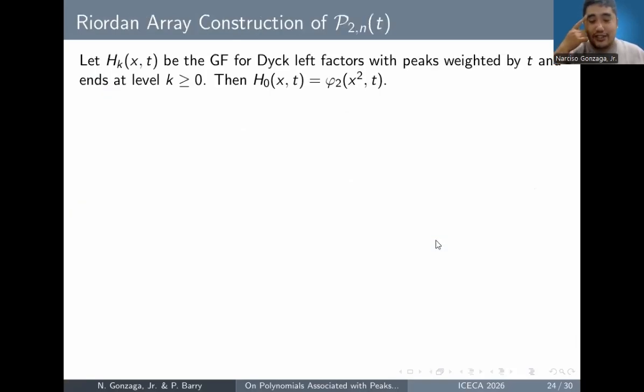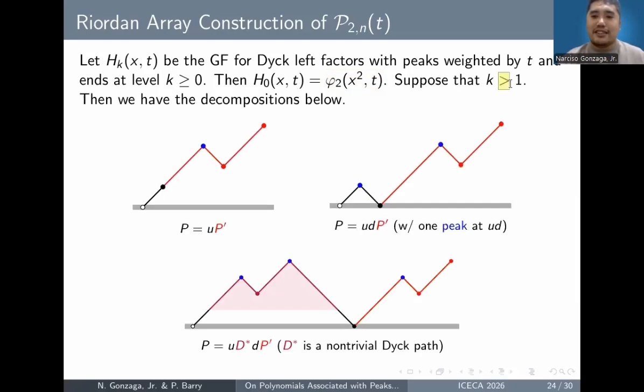Now, we will construct the Riordan array associated with the polynomials. Let h sub k be the generating function for Dirichlet factors which end at level k. Now, if k equals 0, then we simply obtain the generating function for Narayana polynomials of the second kind, except that it is dilated, again, because we're counting by length. And if k is greater than or equal to 1, then we have three specific decompositions. This is somehow related to the decompositions earlier.